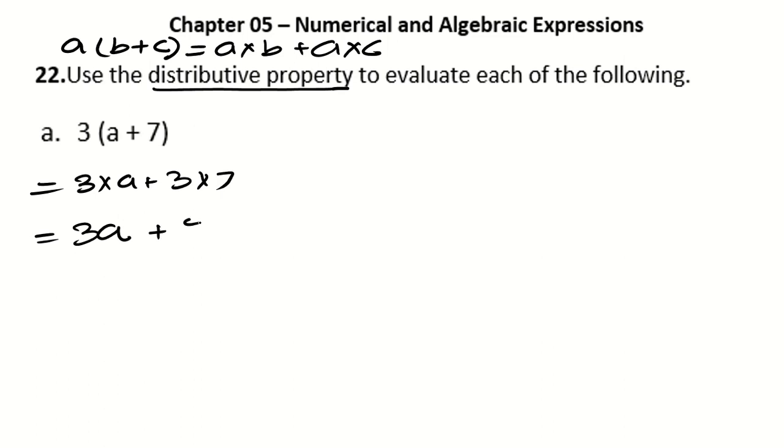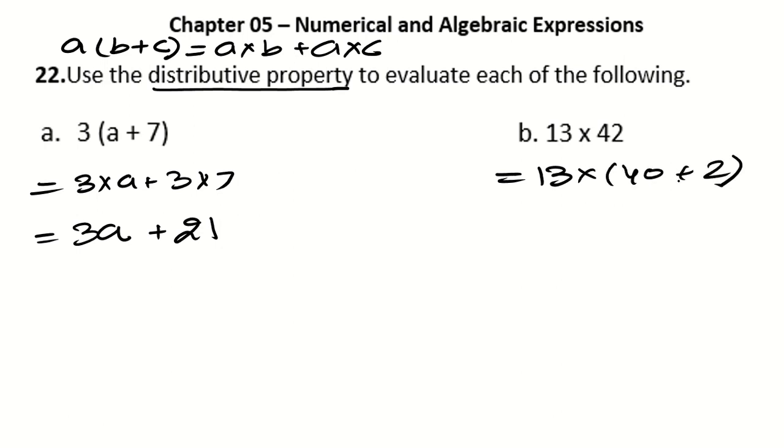3A plus 21. Now next is 13 times 42. Here we have to write the expression using the distributive property. Okay. So you can break 42 as 40 plus 2 so that you can multiply it easily. Now 13 multiply 40 plus 13 multiply 2.